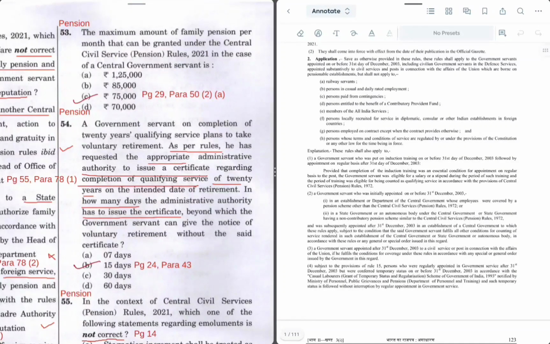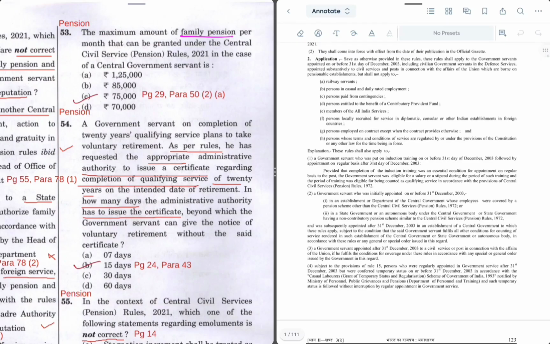Next question is 53. The maximum amount of family pension per month that can be granted under Central Civil Service Pension Rules 2021 in the case of a central government servant is how much? So in this case it is 30%. So how does this amount of 75,000 come?